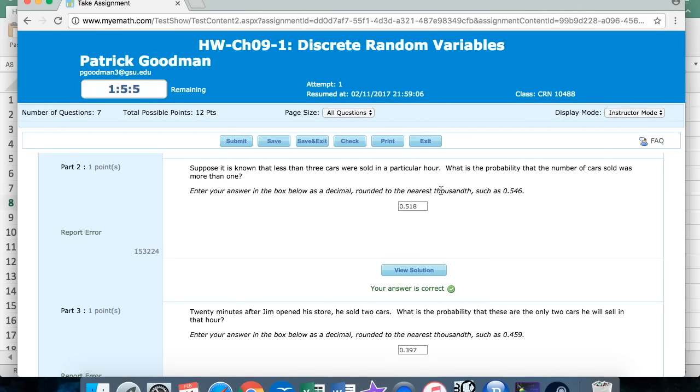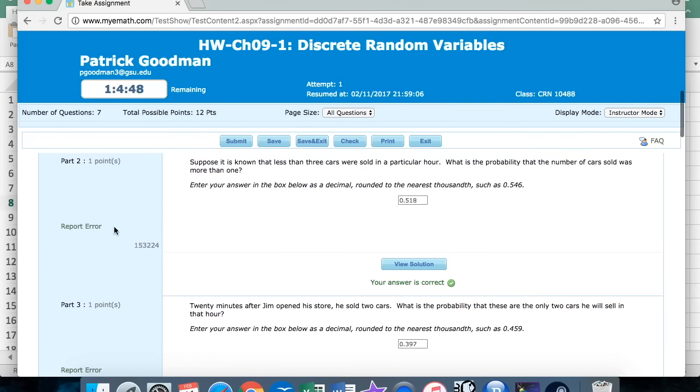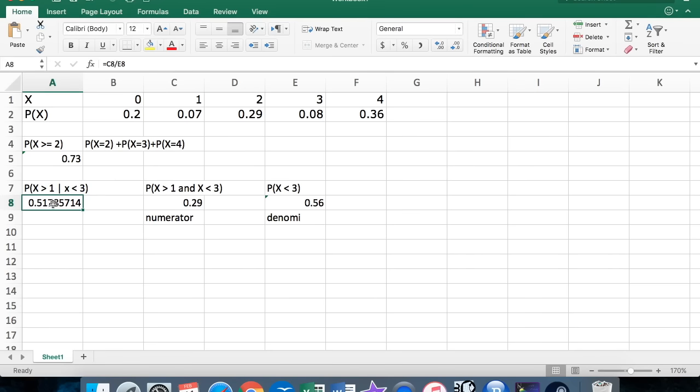If it says rounded to the nearest thousandth, don't just leave the whole answer in there. Paste it in there and then round as necessary. So delete all the way up until you get to your third decimal, or 4 decimals, and then round to this third one. Okay, so which is what we got, right? We got 0.517, but if we round it to the thousandth, it would be 0.518.